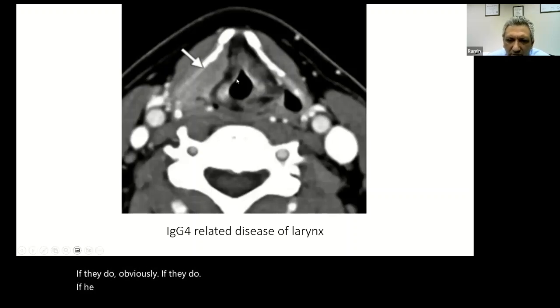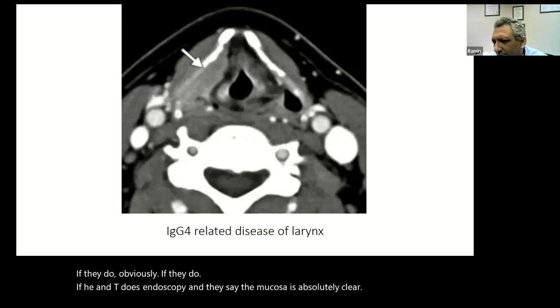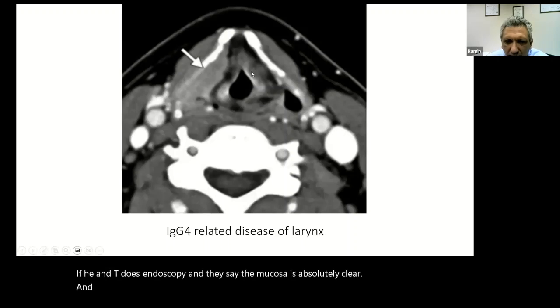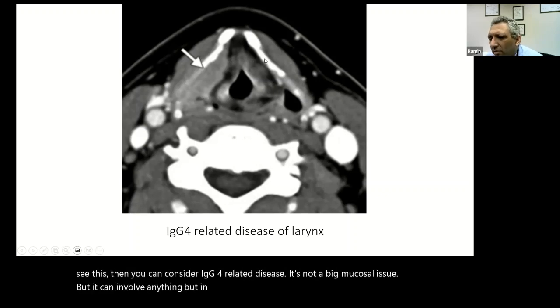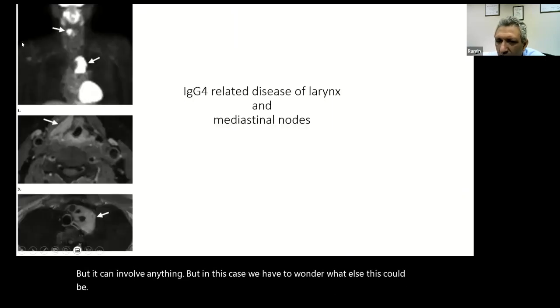If ENT does endoscopy and they say the mucosa is absolutely clear, and especially if they take random biopsies and there's nothing there and you still see this, then you can consider IgG4 related disease. It's not a big mucosal issue, but it can involve anything. But in this case, we have to wonder what else this could be. So here it is. It's hypermetabolic there.